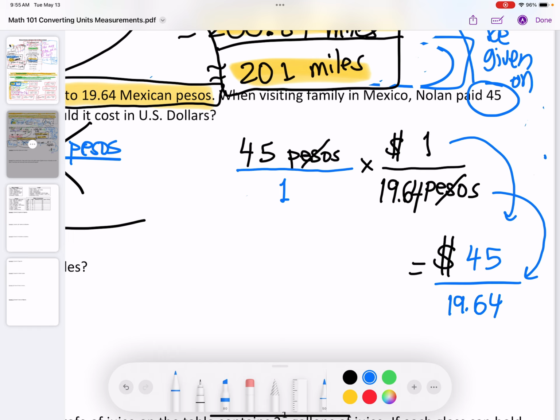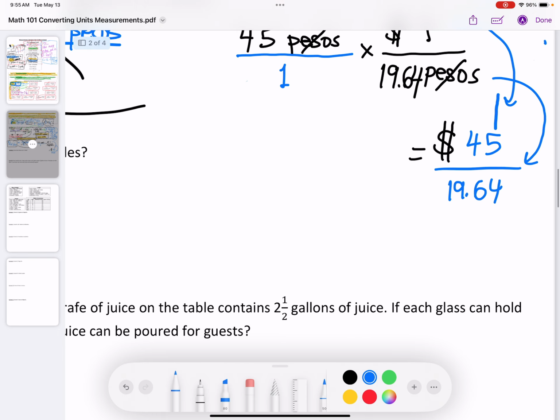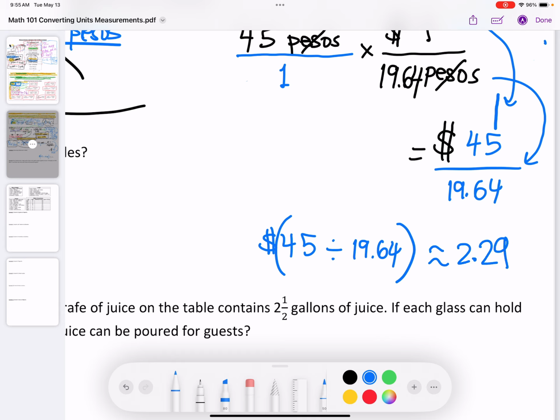So that's division. As you've probably seen in previous math classes, any fraction can be thought of as division. That's $45. Dollars is the end result. I'm doing 45 divided by 19.64. Whatever I get is the number of dollars. So let's see, what would I get? That's 45 divided by 19.64. I got about 2.29 or so. So that's dollars.